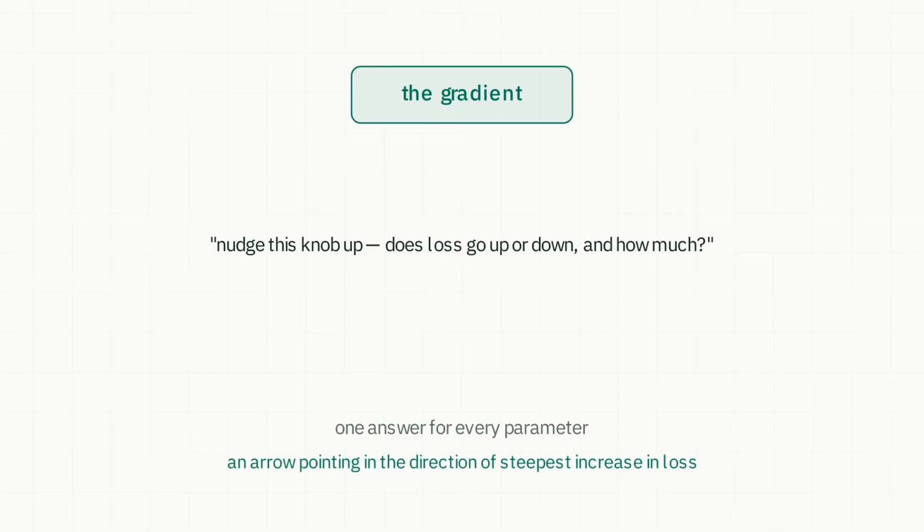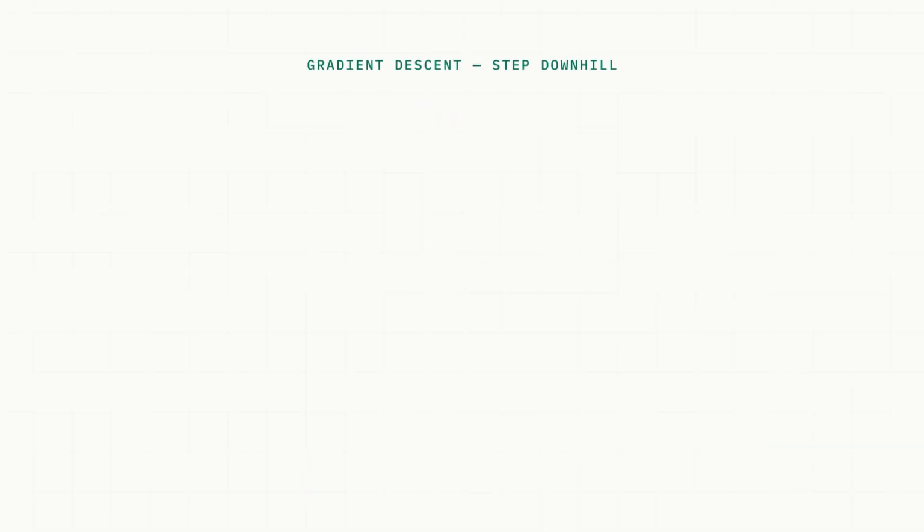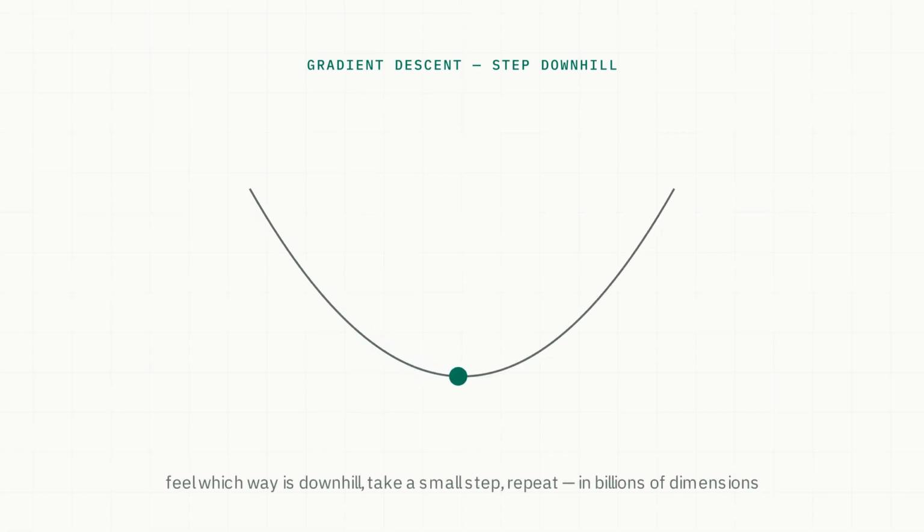For every single one of those billions of knobs, we can compute a number that answers a precise question. If I nudge this particular knob up a tiny bit, does the loss go up or down, and by how much? The gradient is the giant collection of all those answers, one for every parameter. It's an arrow in billion-dimensional space that points in the exact direction of steepest increase in the loss. But we don't want to increase the loss, we want to decrease it, so we do the obvious thing. We step in the opposite direction of the gradient. We nudge every knob a tiny amount the way that makes the loss go down.